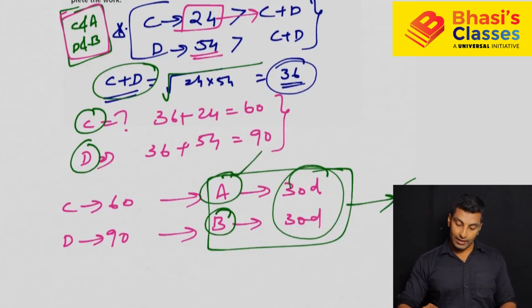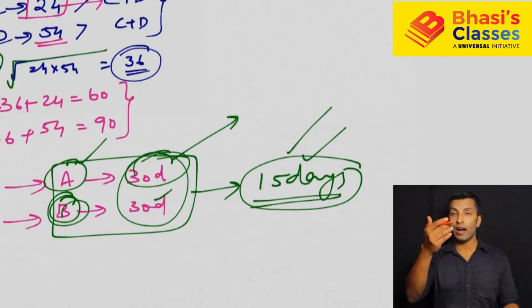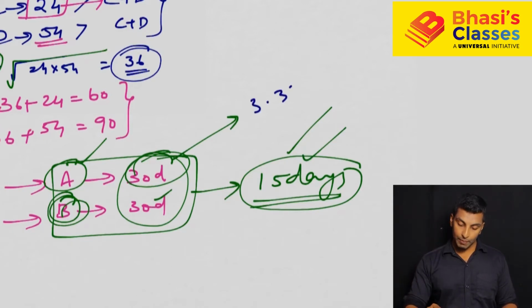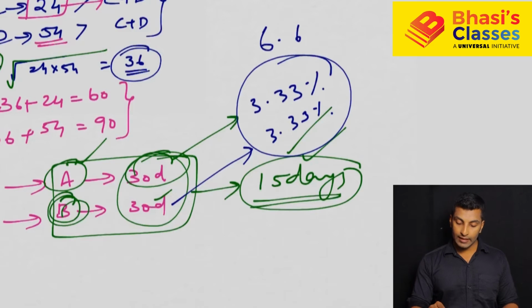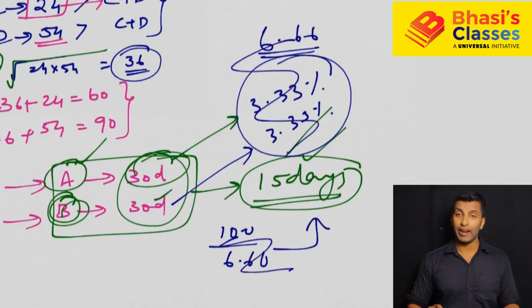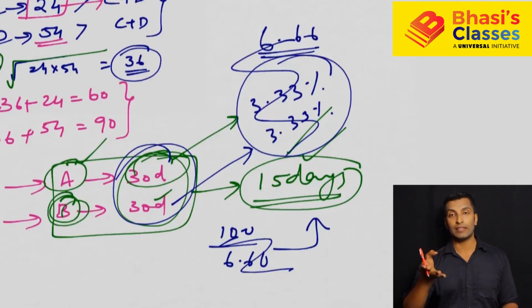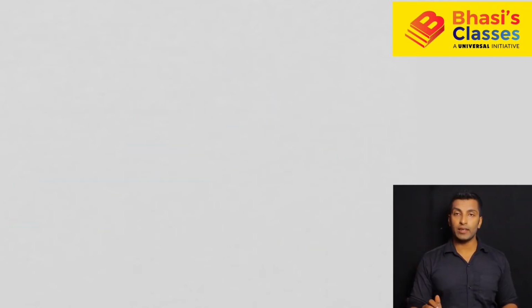Now once you know A takes 30 days and B takes 30 days, we know A and B together will take 15 days. Why? Because see, A takes 30 days, which means in 1 day 100 by 30, that is 3.33%. B will also do 3.33% in 1 day. So together they will do 6.66% in 1 day. To complete 100%, 100 by 6.66, that is 15 days. But all this calculation is not required. The moment you see both are equally efficient, the number of days will be half. That's it. Now I need to discuss the product constancy rule.